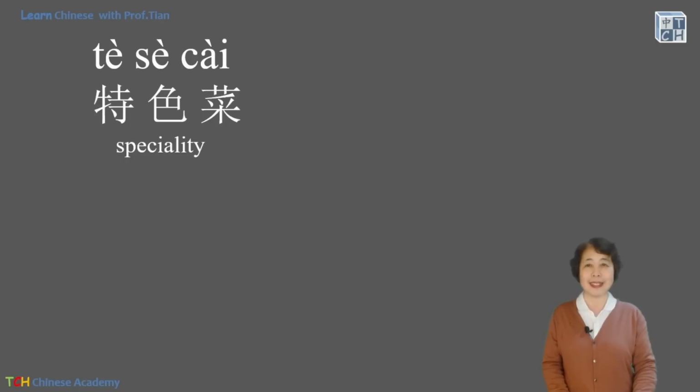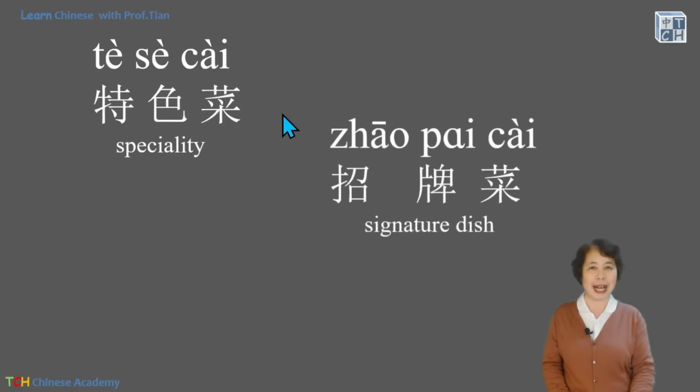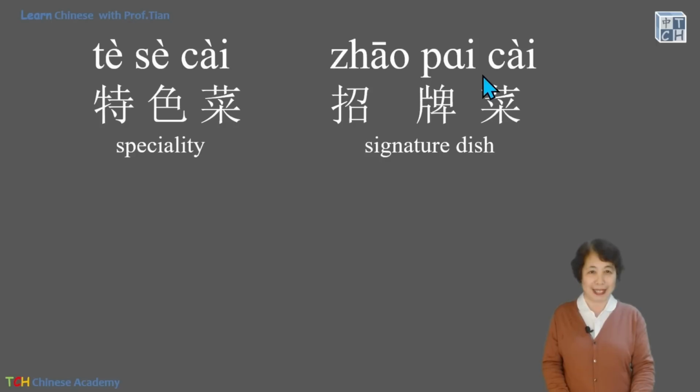So first, we have 特色菜. So 特色, that means special, and the 菜 means the dish. So together, 特色菜, that means the specialties of this restaurant. And next category, we have 招牌菜.